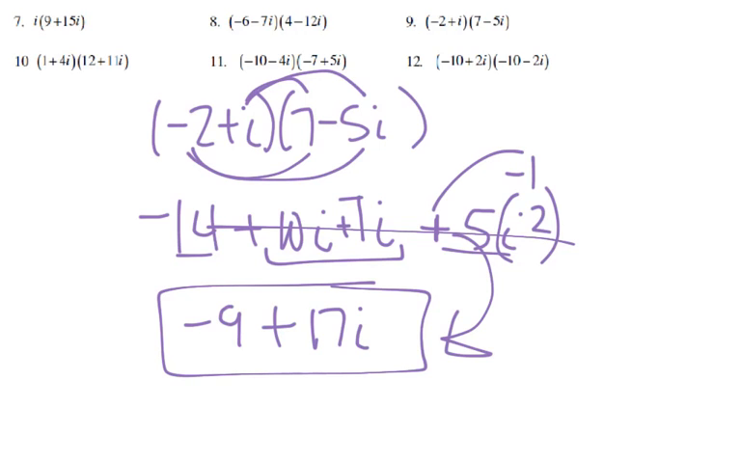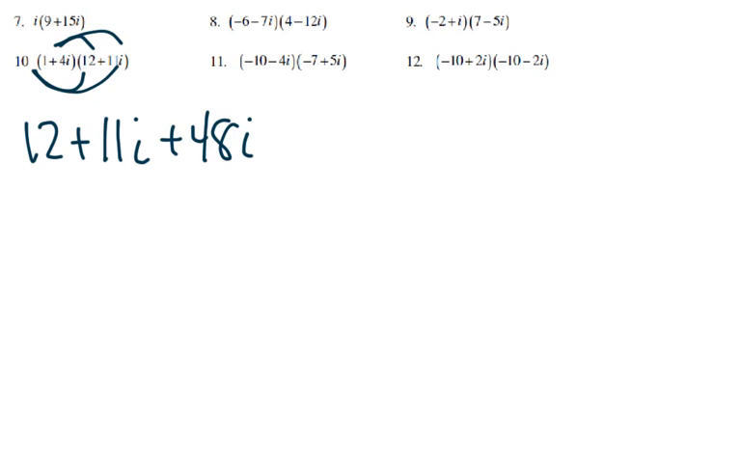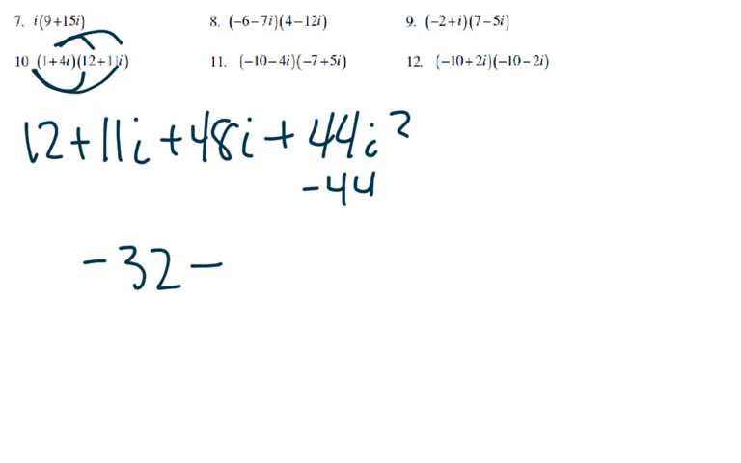That was number 9. Okay, number 10. 1 and 12 are 12. 1 and 11i, 11i, 4i and 12, 48i, 4i and 11i, 44i squared. So that's really negative 44 and positive 12 would be negative 32 plus 59i.